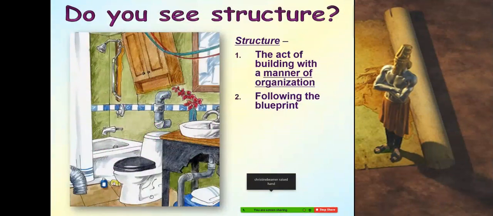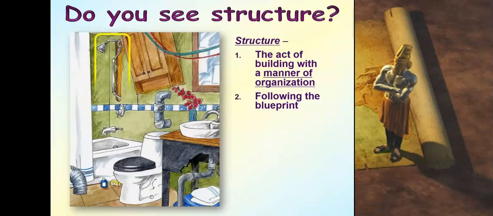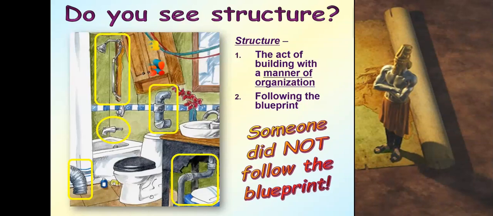So in this example, do you see structure? And the answer is absolutely not. You see the shower head not recessed into the wall. You see pipes everywhere. You see vents. You see the faucet coming out of the wall. You see the plumbing exposed. You see the cabinet falling off the wall. And so this is someone that did not follow a blueprint, and it turns out to be a mess.